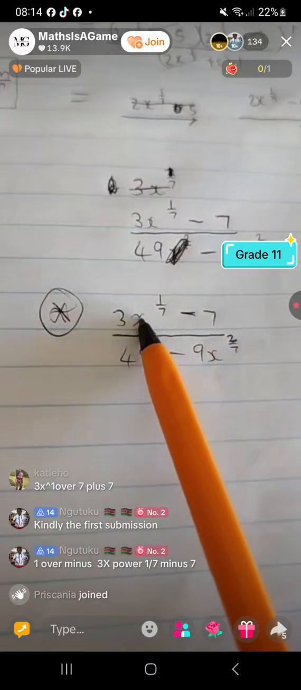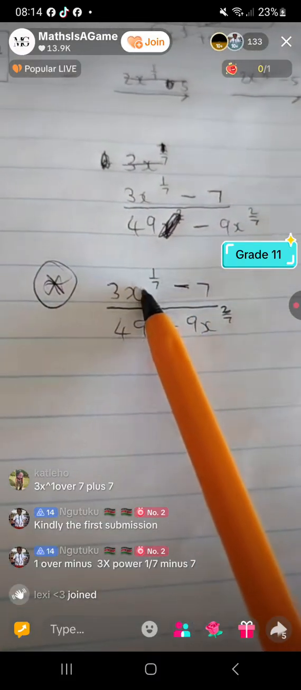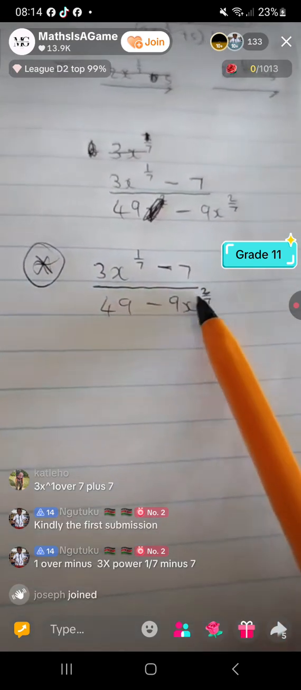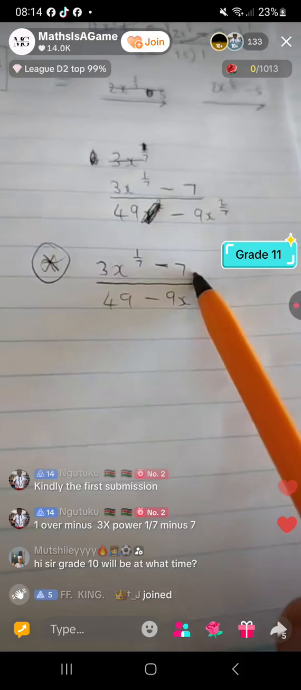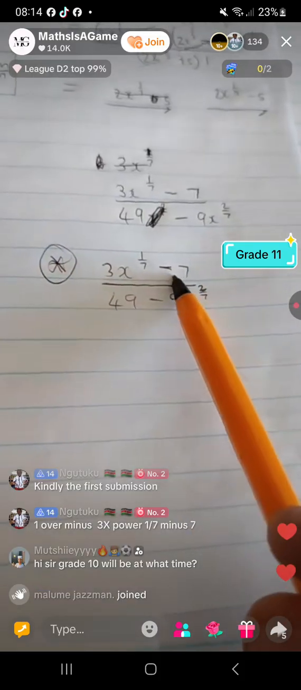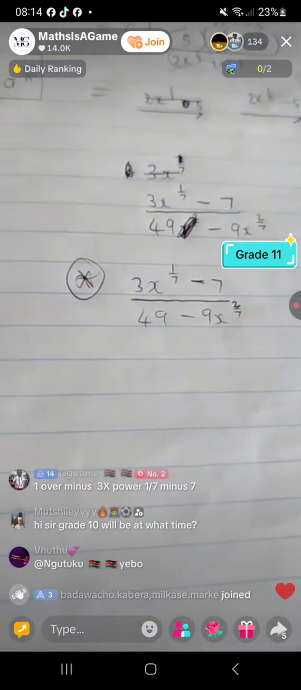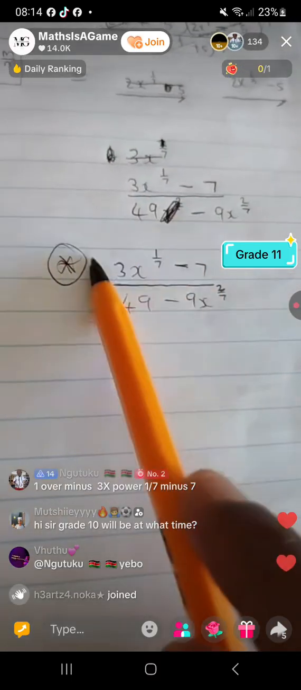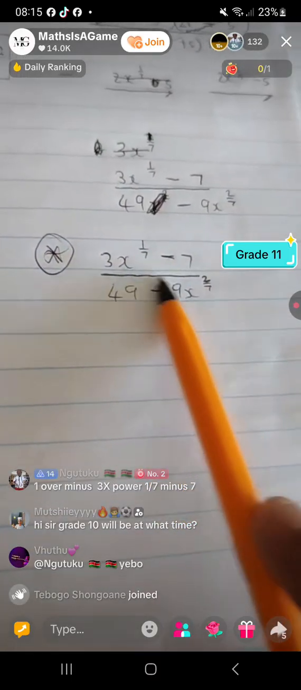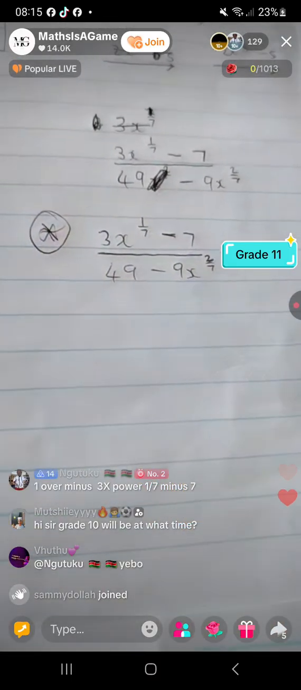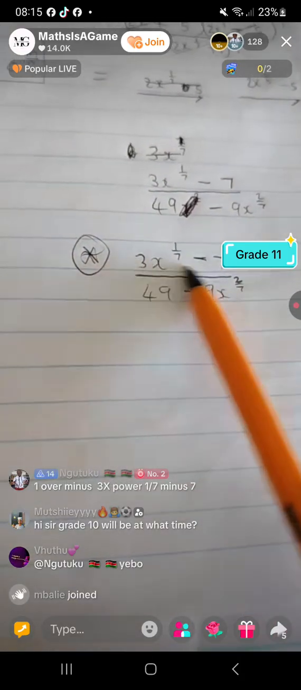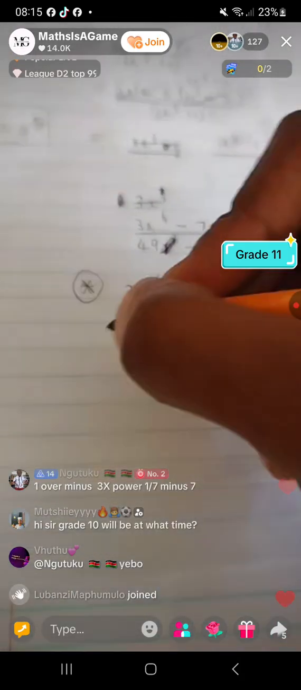So if we look at this, guys, 3x to the power 1 over 7 minus 7 over 49 minus 9x to the power 2 over 7. So once again, how many terms in the numerator? There are 2. How many terms in the expression in the numerator? 2. Expressions in the denominator? 2. So, in the numerator, is there any factorization? No.